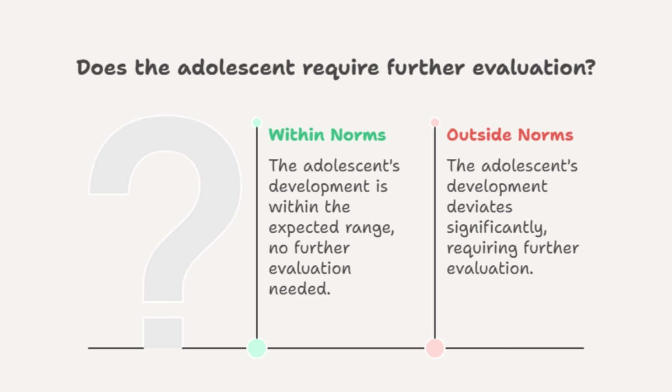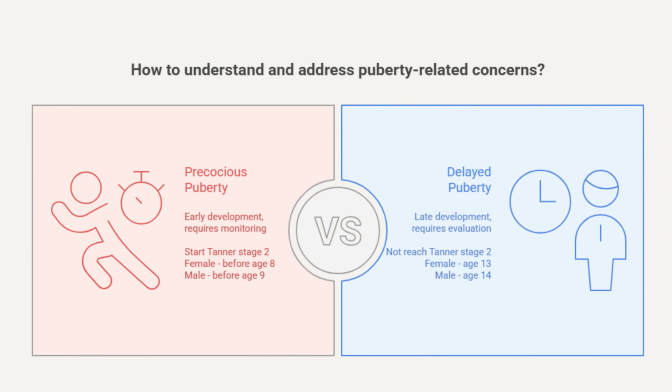Pubertal development typically follows a predictable pattern in terms of onset, sequence, and rate of progression. To identify adolescents who may require further evaluation, clinicians use population norms, with particular attention to individuals who fall more than 2 standard deviations from the mean. Precocious puberty is defined as the appearance of Tanner stage 2 secondary sexual characteristics before age 8 in females or before age 9 in males, especially if progression continues soon after.